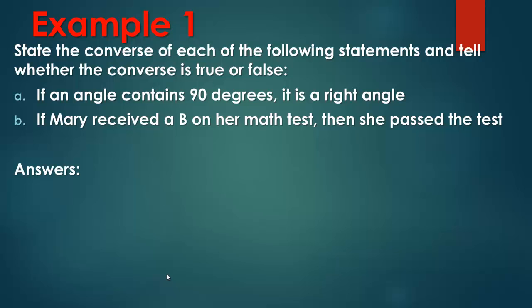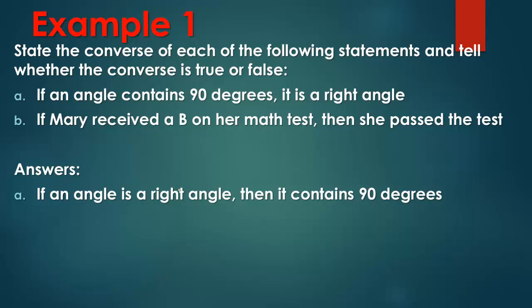All right, so let's move on to the answers. All I did is I took this second part and flipped it. So if an angle is a right angle, that was this, which is now here, then it contains 90 degrees. So that was that, which is now there. So basically they flip-flopped. So is that true or not? If an angle contains 90 degrees, it's a right angle. If an angle is a right angle, then it contains 90 degrees. So that's true.